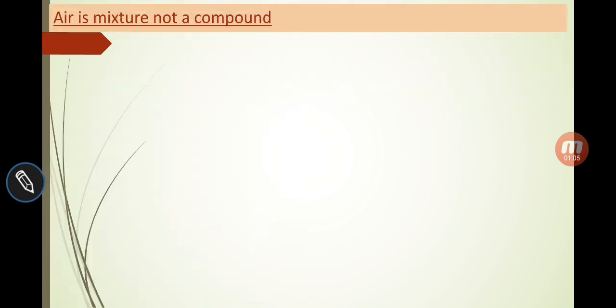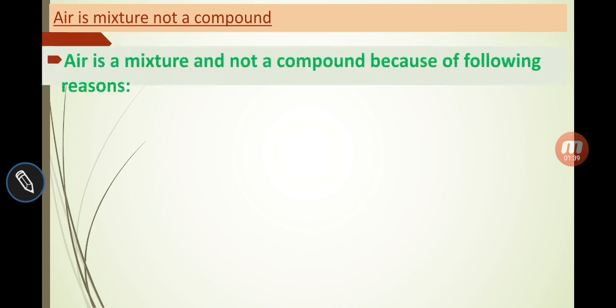So here, air is a mixture, not a compound. Already we have discussed mixture and compound. And in the previous lecture, I also said that air is a mixture, not a compound, because all the gases are present in the atmosphere as a mixture. They do not react chemically. Whenever they react chemically, they form a compound. So keep it in your mind, air is a mixture, not a compound. How? Just prove it. Air is a mixture, not a compound, because of the following reasons.